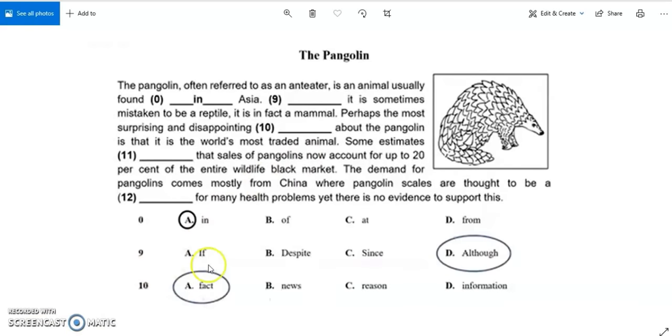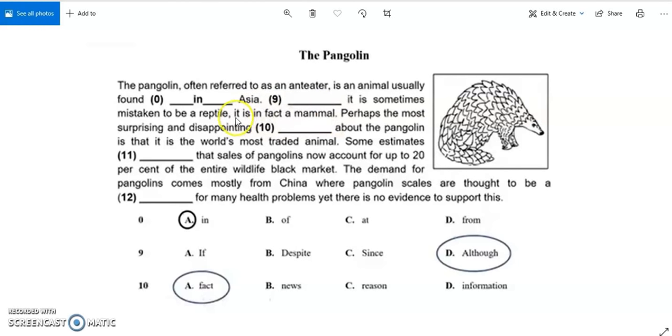Let's discuss the answer. The answers are D and A. Let's look at number 9. It is sometimes mistaken to be a reptile. It is in fact a mammal. So you look at this sentence, it has 2 parts actually, divided by a comma in between. If you look carefully, the second part of the sentence actually gives you the clue for your answer.